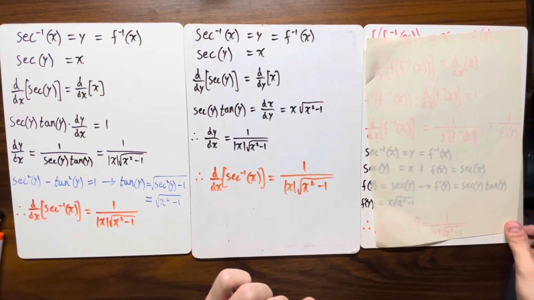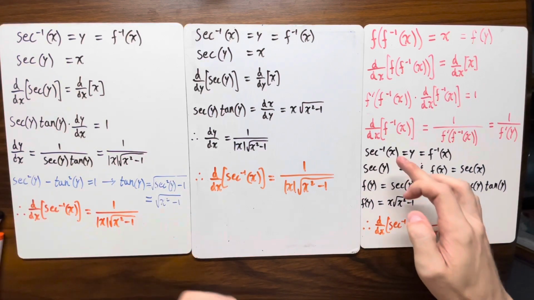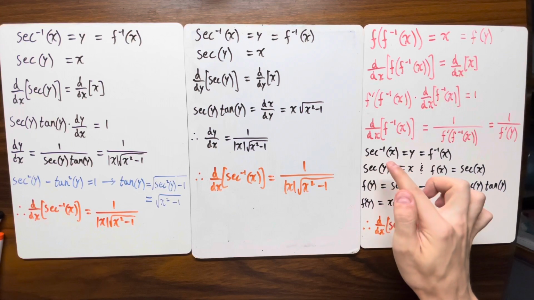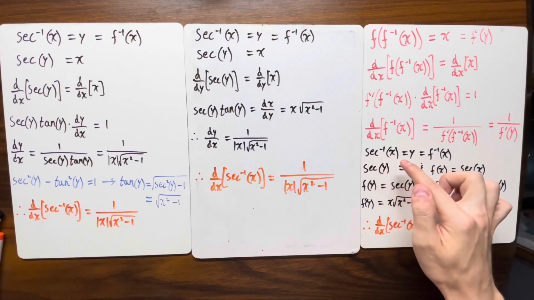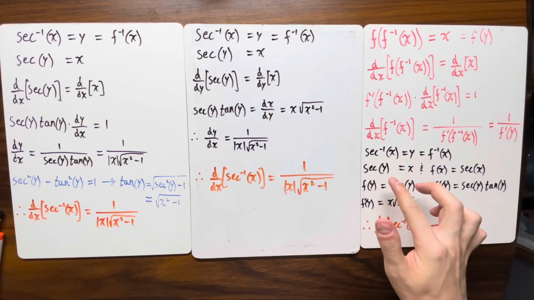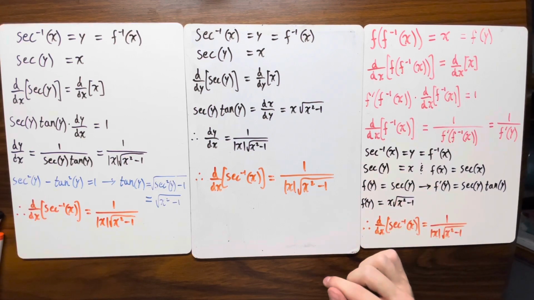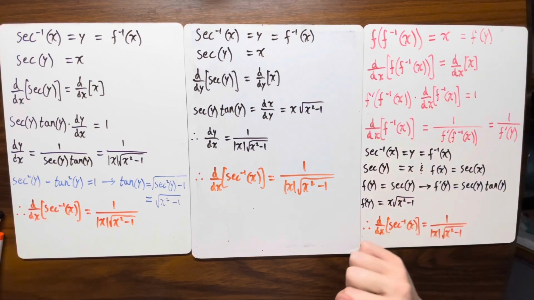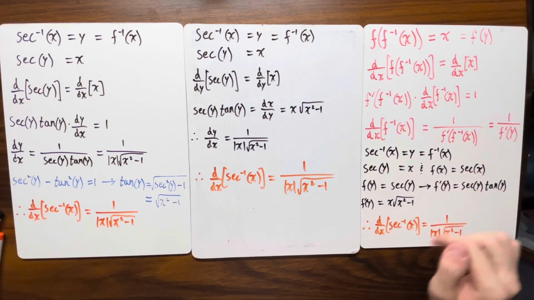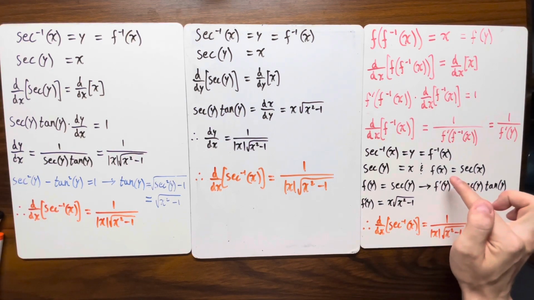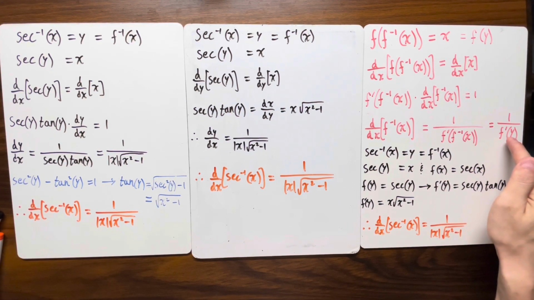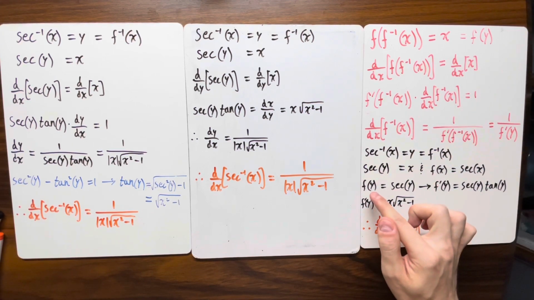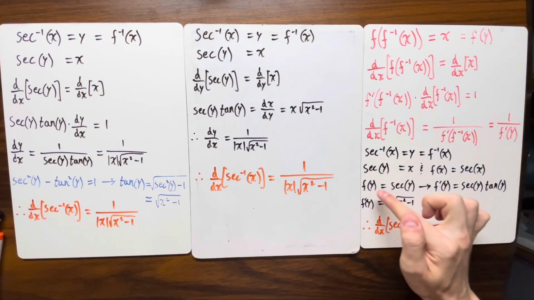Another way to do this is to use the inverse function theorem for derivatives, setting up the same equation, secant inverse of x is equal to y. Solving for x, we get that secant of y is equal to x, but we also know that if f inverse of x is equal to secant inverse of x, then f of x is equal to secant of x, the original function. But we don't want f of x, we want f of y to find f prime of y based off of this relationship. So f of y is equal to secant of y. Just plug in a y instead of an x.